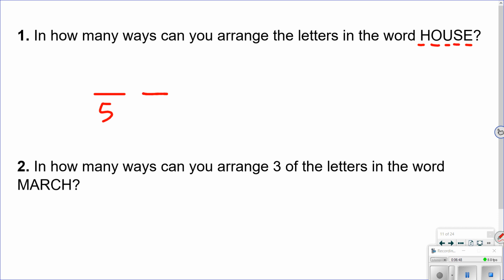For my next one, though, there would only be 4 because I took 1 out, and there would only be 3, and then there would only be 2, and then there would only be 1. So we multiply all those together. 5 times 4 is 20, times 3 is 60, times 2 is 120. So there's 120 different ways you could arrange those letters.